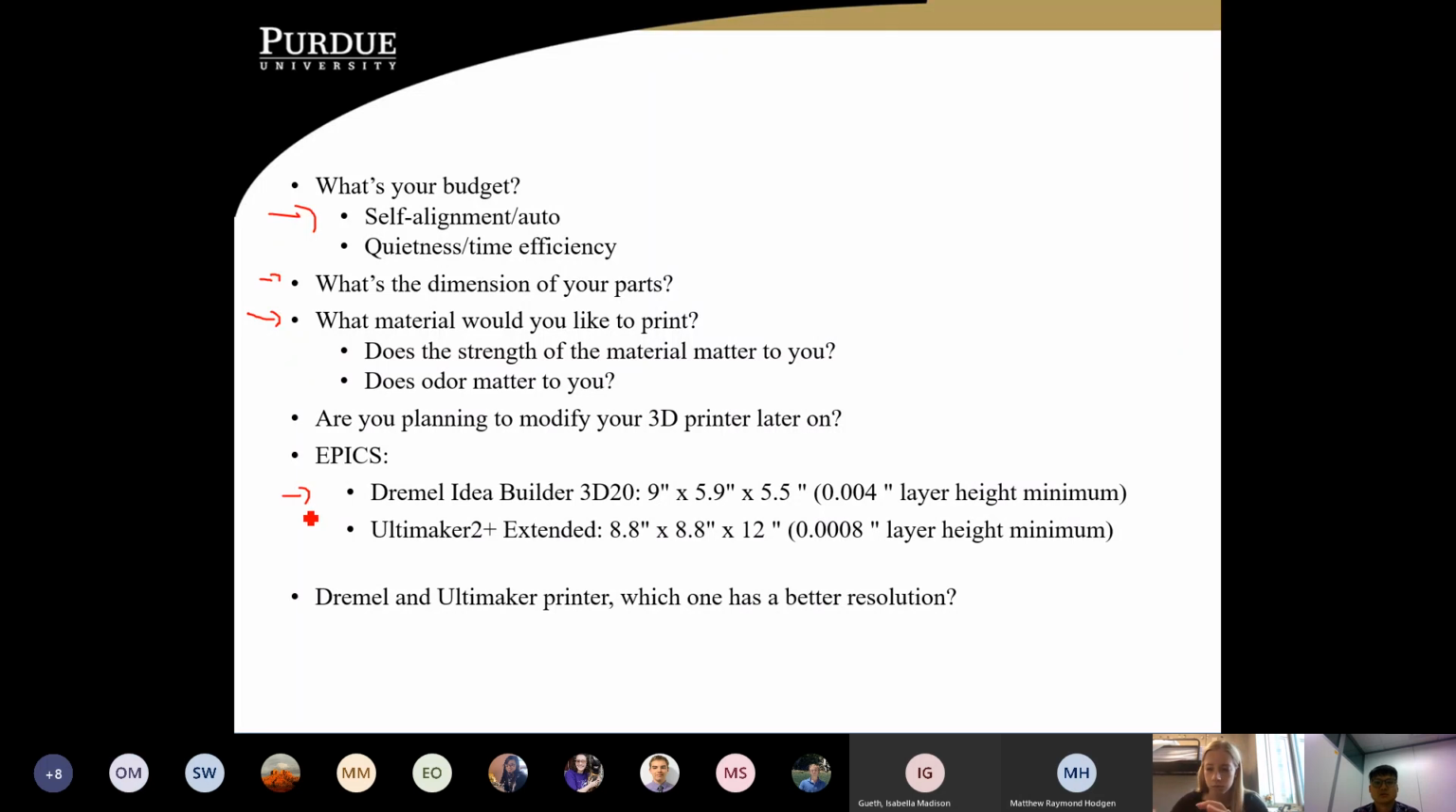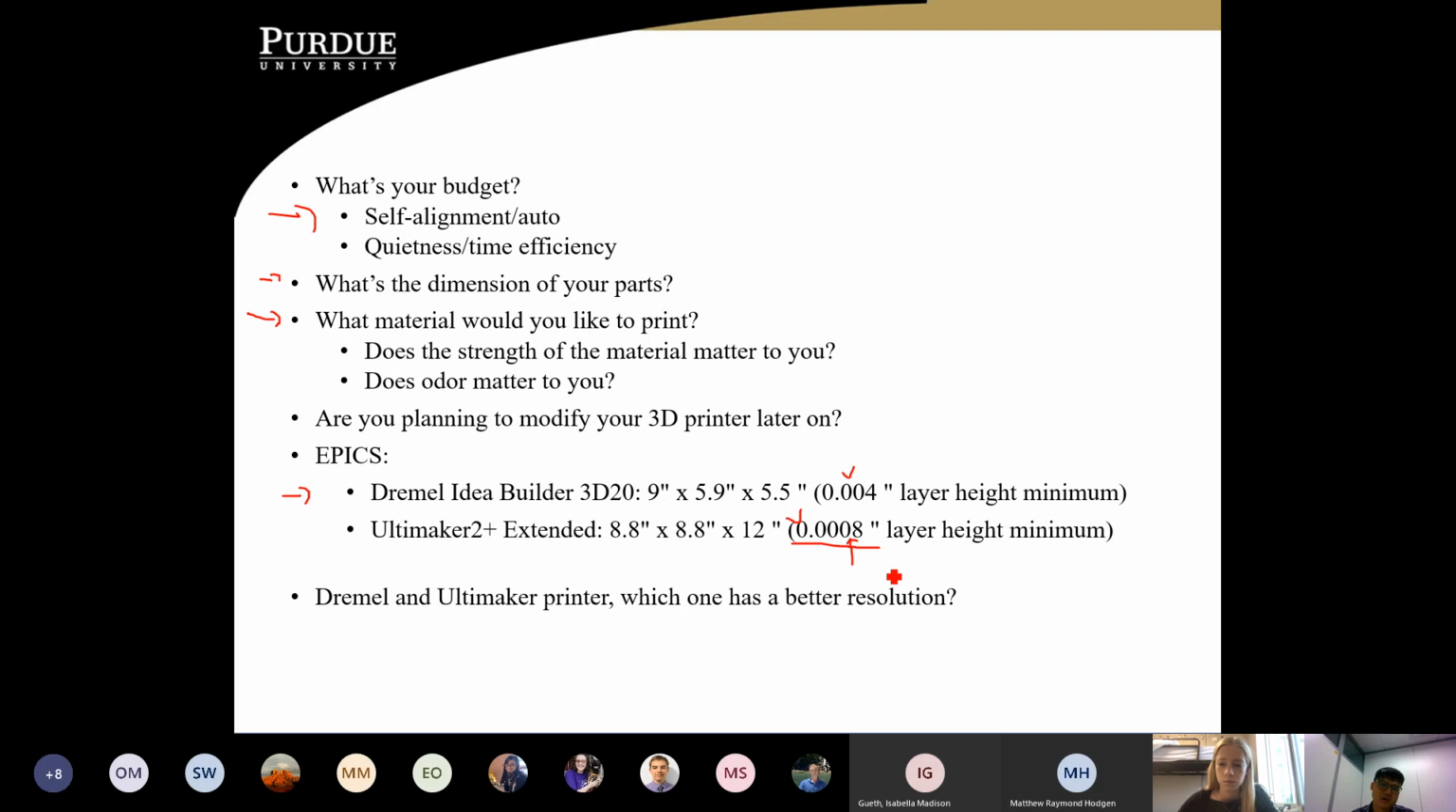So here's a fun question. We have Dremel and Automaker. Over here I listed the layer height in inches. This one is 0.004 inches, and this one is 0.0008. So compared to the Dremel and Automaker printer, which one has a better resolution? Did I put the answers? No, I didn't put the answers. So the Automaker 2 actually has the best resolution, right? Because over here the number is smaller, right? So yeah, duh, why am I asking this question?